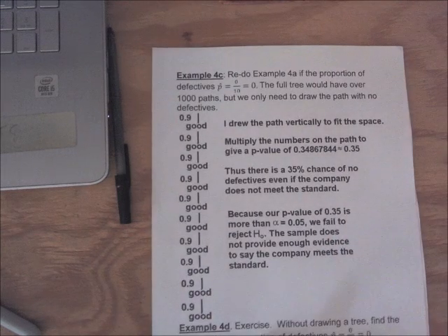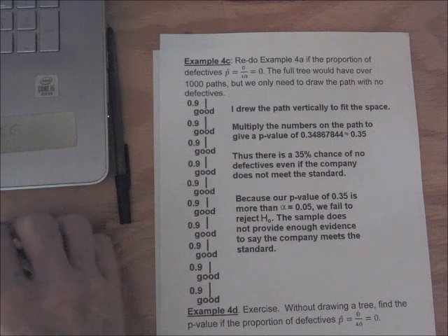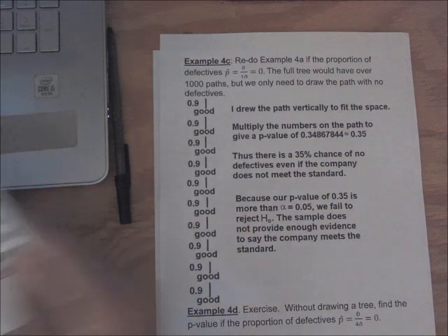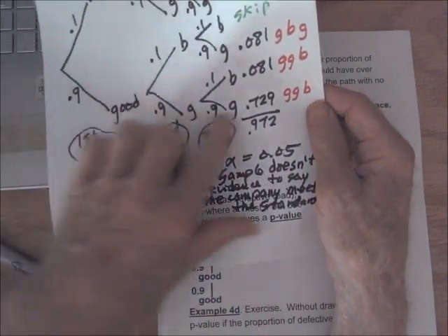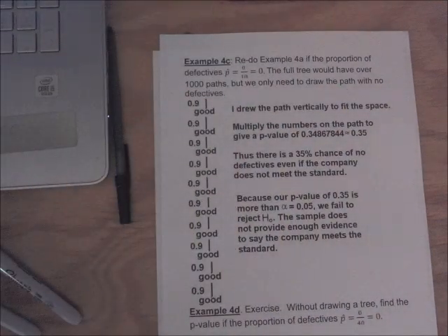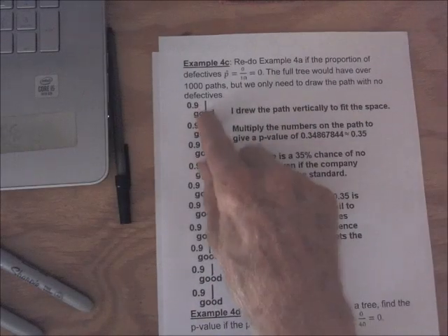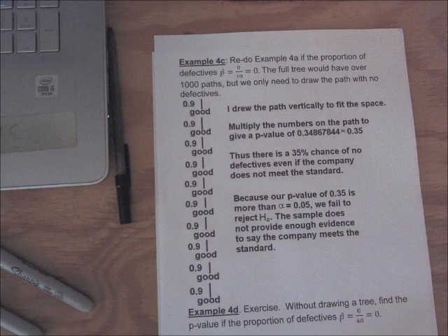Example 4c, we do example 4a if the proportion of defectives p hat is 0 out of 10. Full tree would have over 1,000 paths, but we only really need one path. It's the path where all of the light bulbs are good. So this is a smaller tree here. We only have 3 light bulbs, but we only need the bottom path here where all the light bulbs are good because we have no defectives. So here's that one path. Just to save some space, I made this path vertical instead of horizontal.